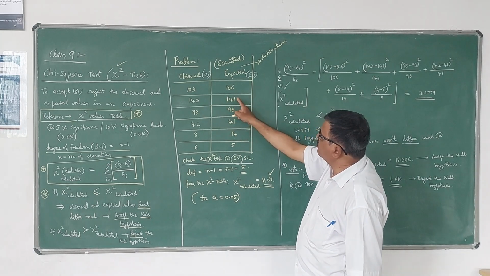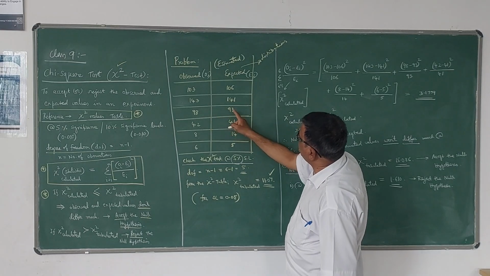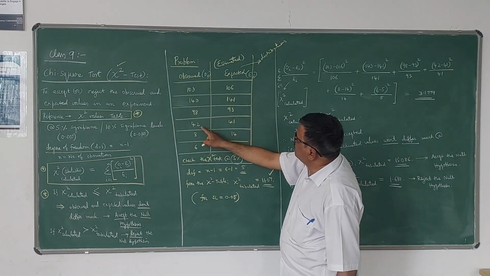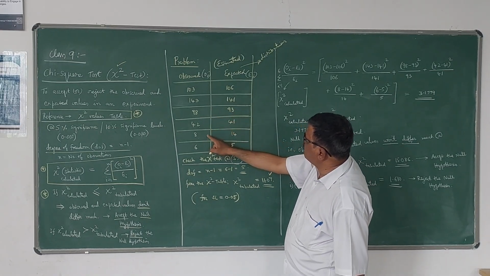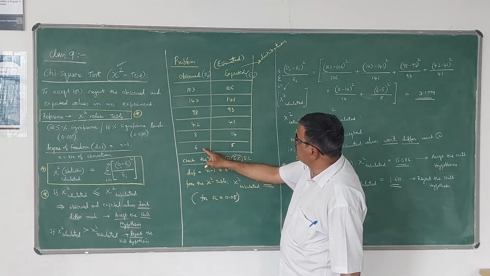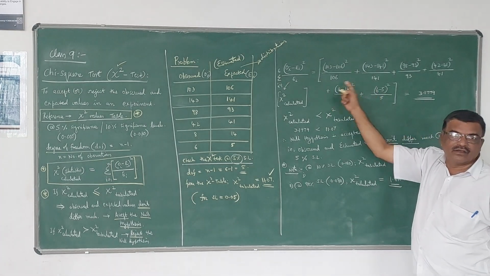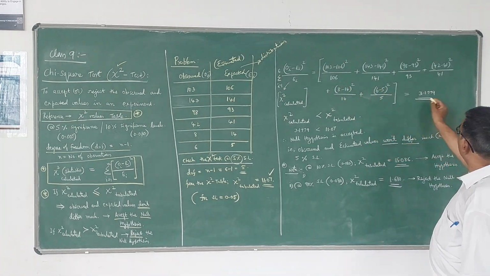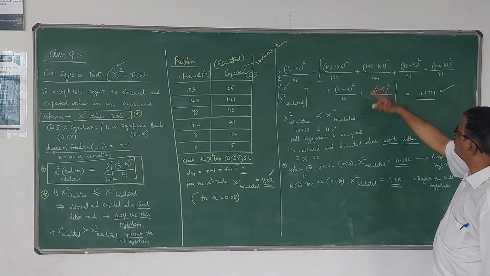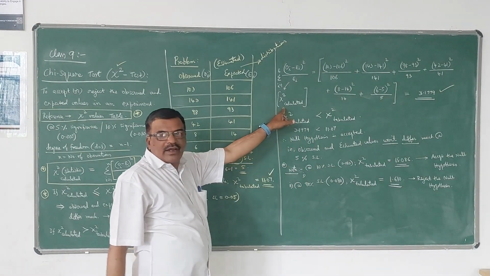143 minus 141 whole square divided by 141, plus 98 minus 93 whole square by 93, plus 42 minus 41 whole square by 41, plus 8 minus 14 whole square by 14, plus 6 minus 5 whole square by 5. We have to add all these values, and that sum itself is called chi-square calculated.